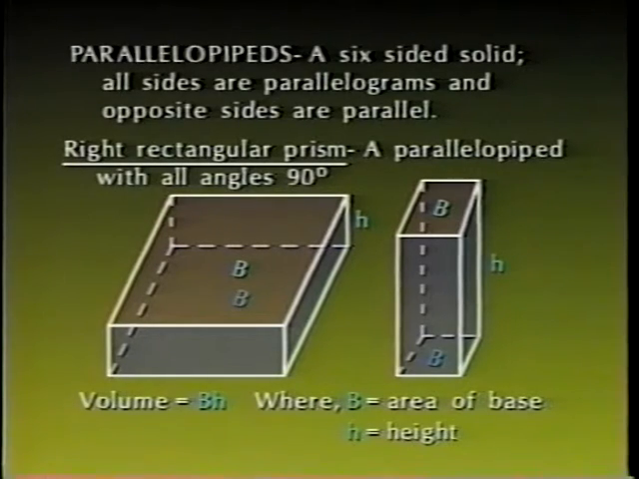This diagram shows a parallelepiped, a six-sided solid; all sides are parallelograms, and the opposite sides are parallel. A right rectangular prism is a parallelepiped with all angles 90 degrees. For either of these two figures, the volume is calculated by multiplying B times H, where B equals the area of the base and H the height.